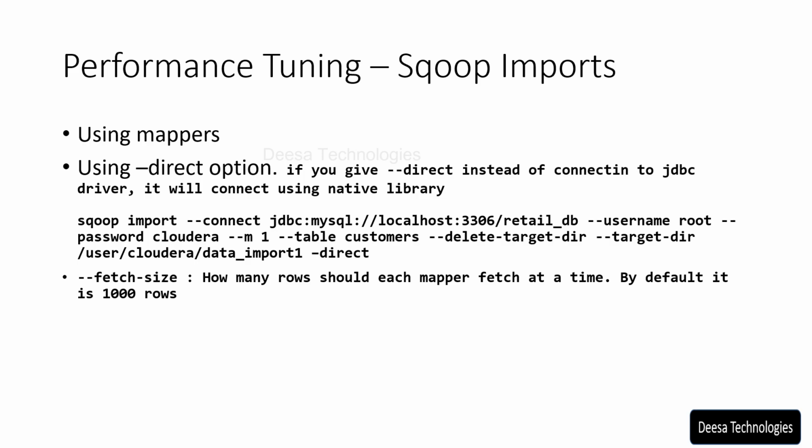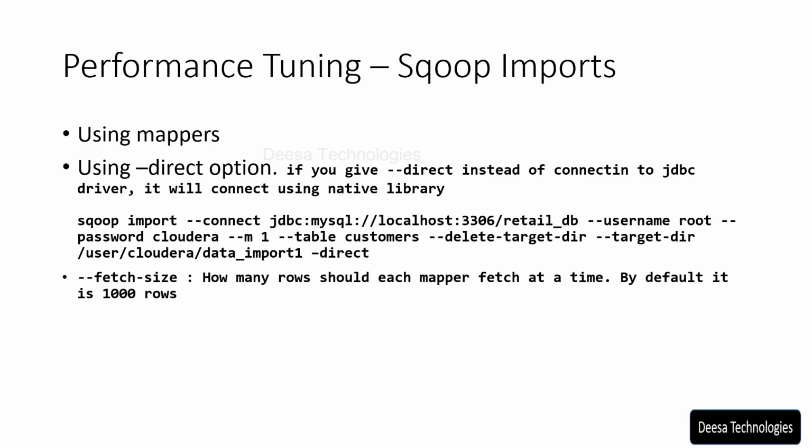Another option you can use is the fetch size. When you import the data, by default Sqoop will import 1000 rows at a time, right? You can increase this size, 2000, 3000, to make sure that you import more data at a time. At the same time, make sure that you have sufficient memory, because you don't want to import too much data that your memory cannot handle.